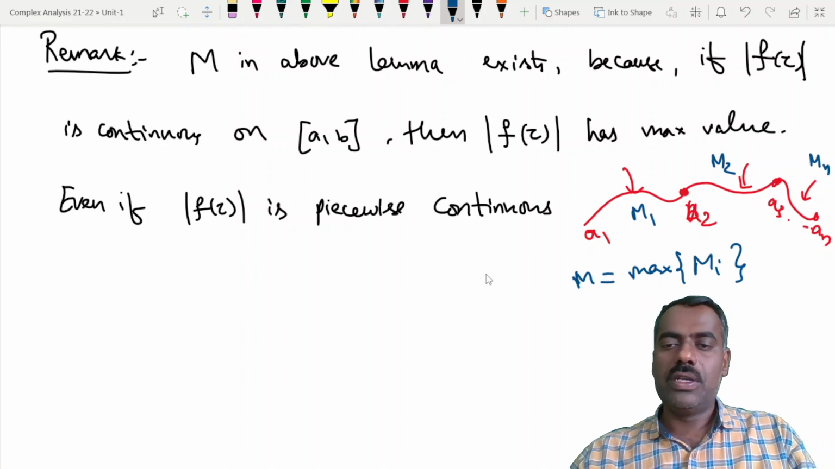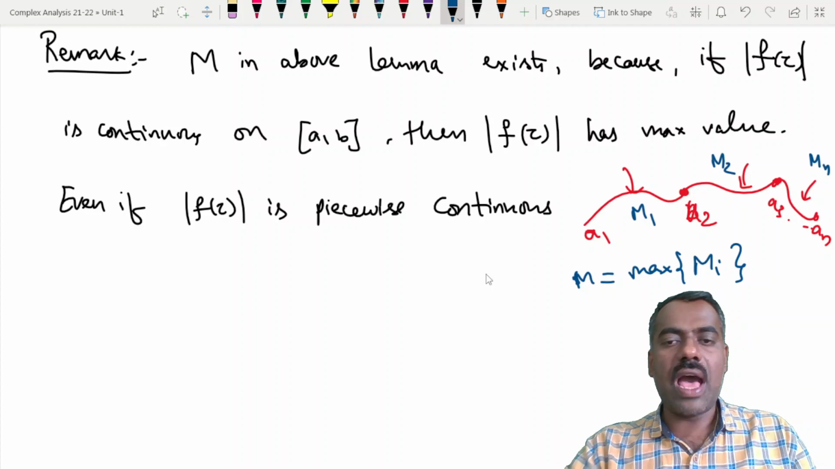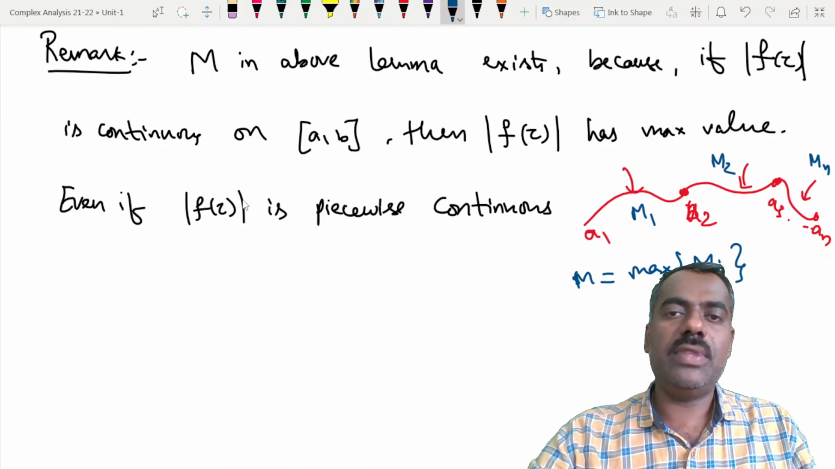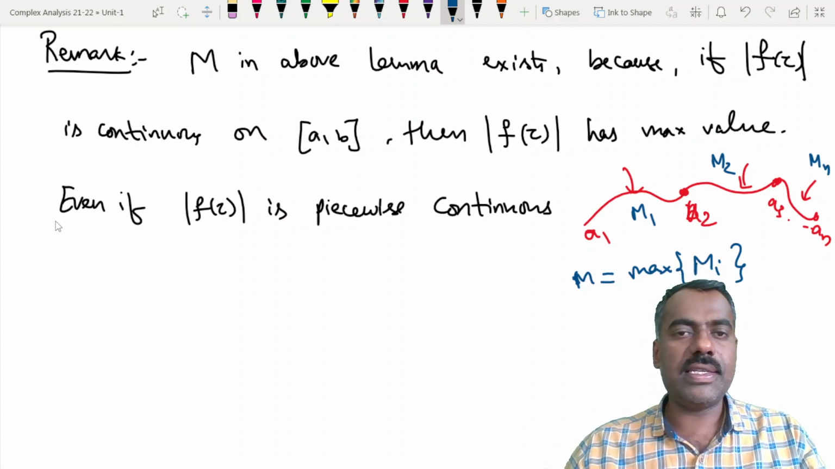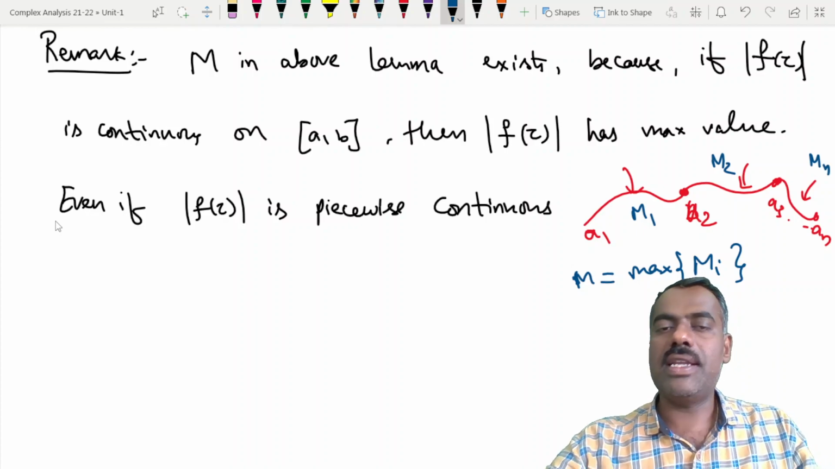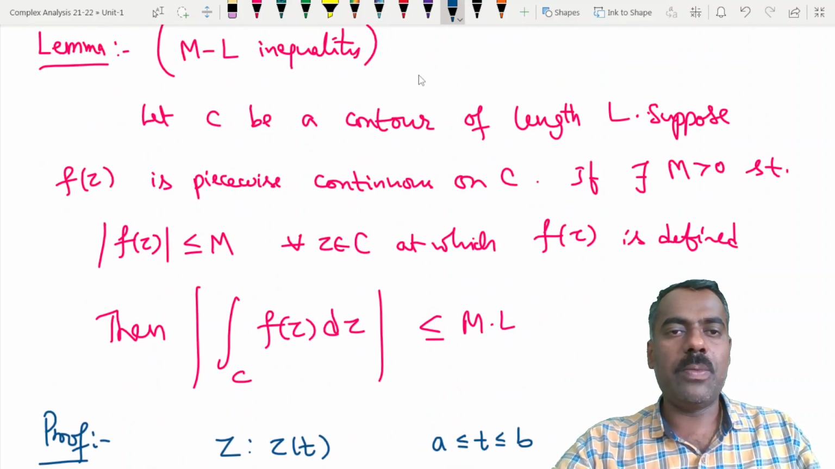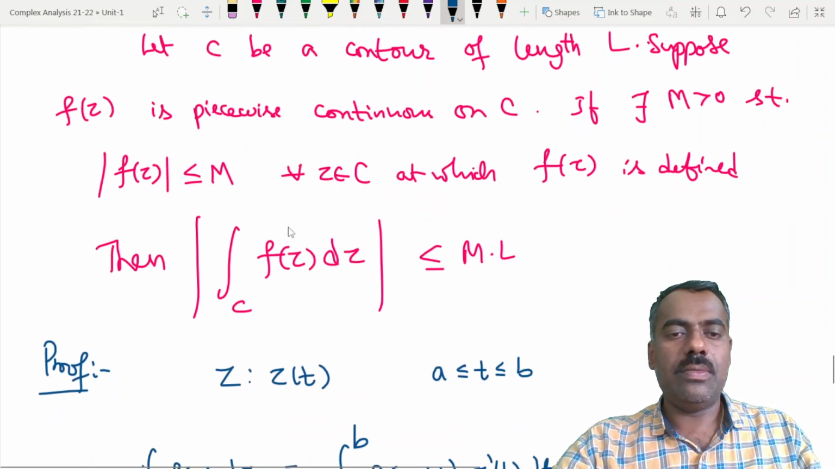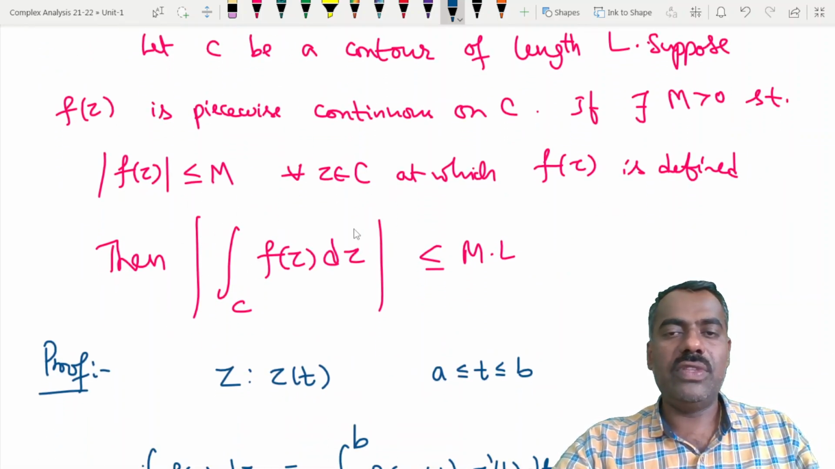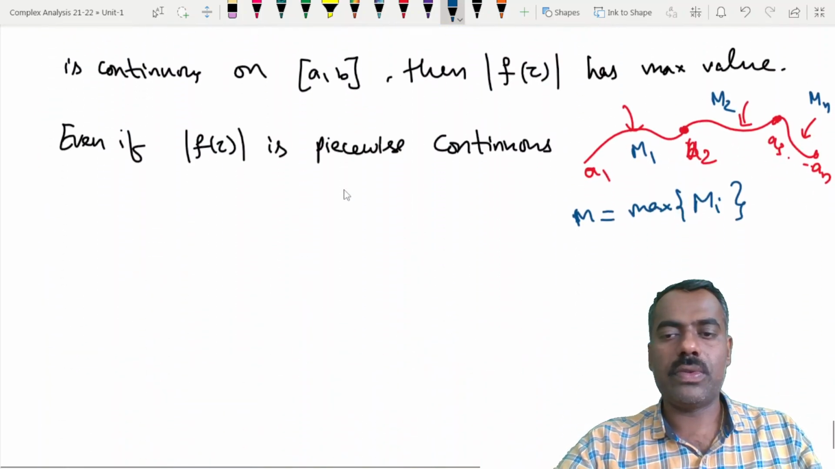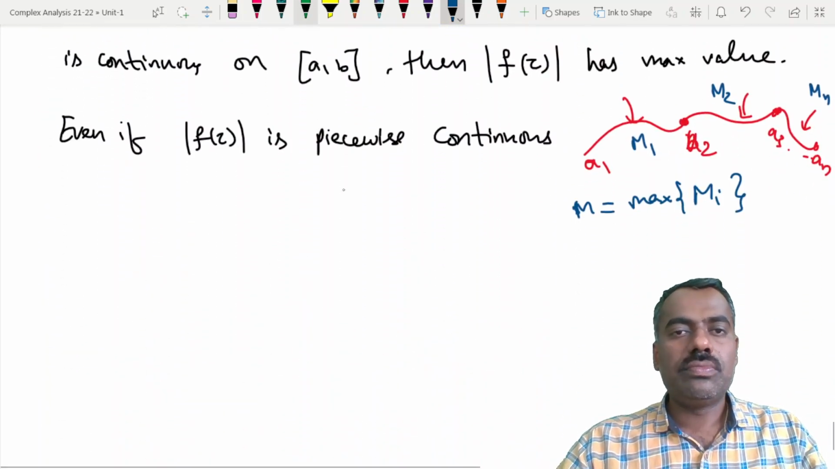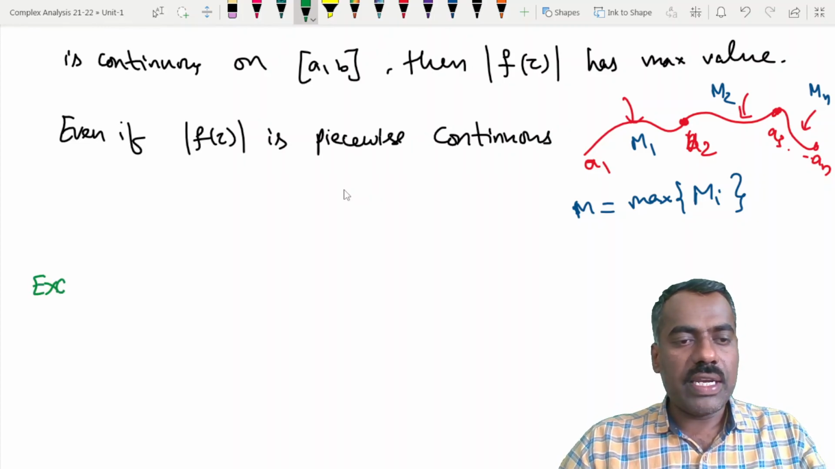So whether mod f of z is continuous or piecewise continuous, by using the known result of real analysis, we can guarantee that such M exists. So we can always find an upper bound for the modulus of this contour integral. Okay. So let's see one example so that we can understand.